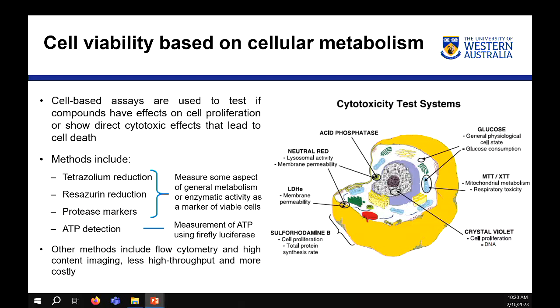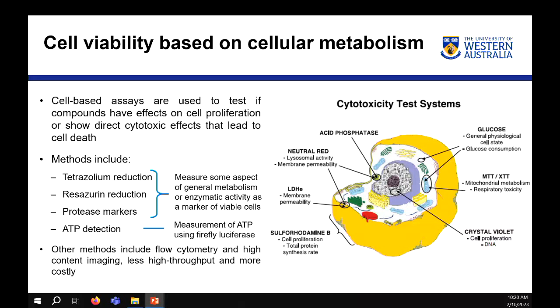So basically, in vitro cytotoxicity looks at cell viability. Over here are the different methods that can be used. They're all based on enzymes that are released when the cells are dying, so membrane permeability, where enzymes are released into the supernatant, or they're based on looking at some components of metabolism.